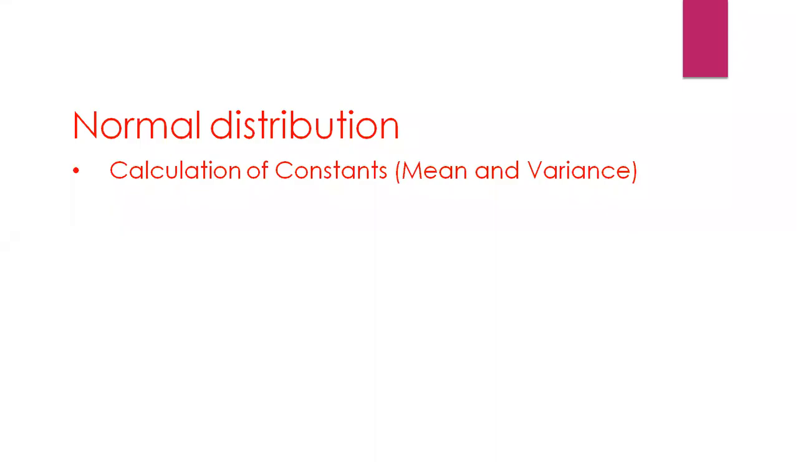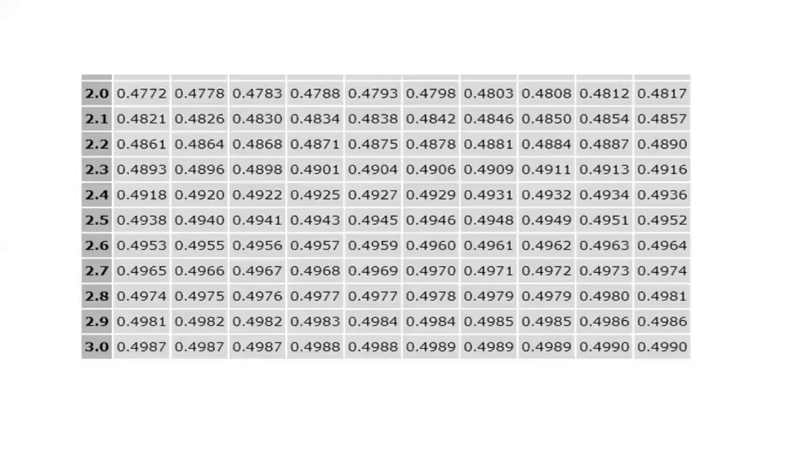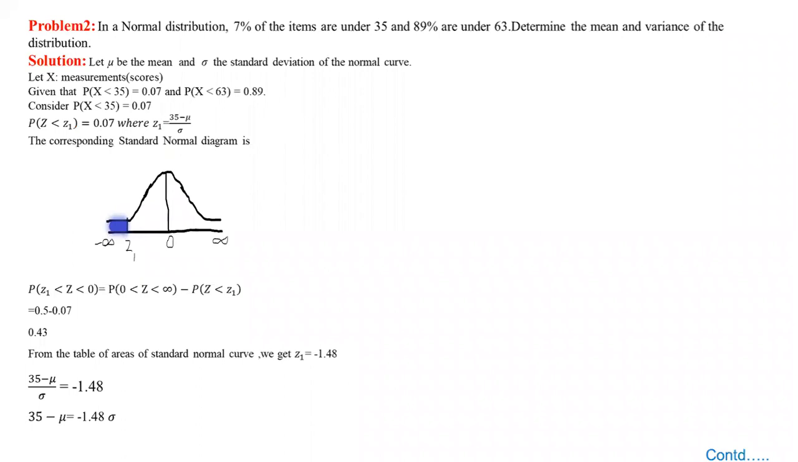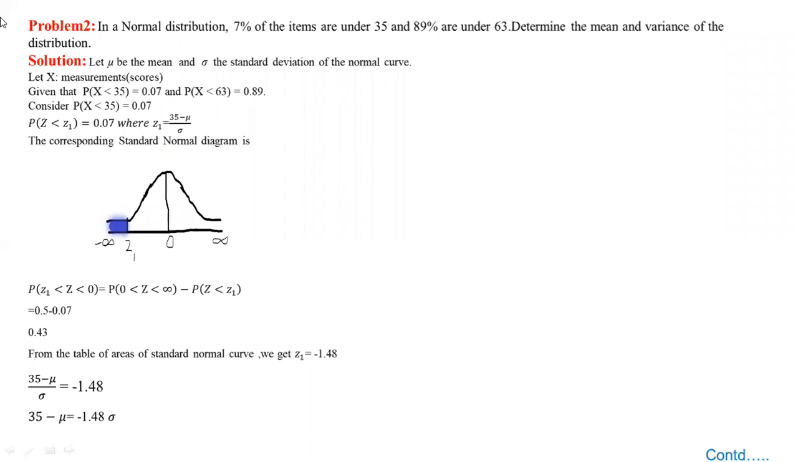In this one, I'm going to cover finding constants like mean and variance for the normal distribution from the given problem statement. So this is the normal distribution table. Then the problem is like this: in a normal distribution, 7% of items are under 35, 89% of items are under 63. Determine the mean and variance of the distribution.